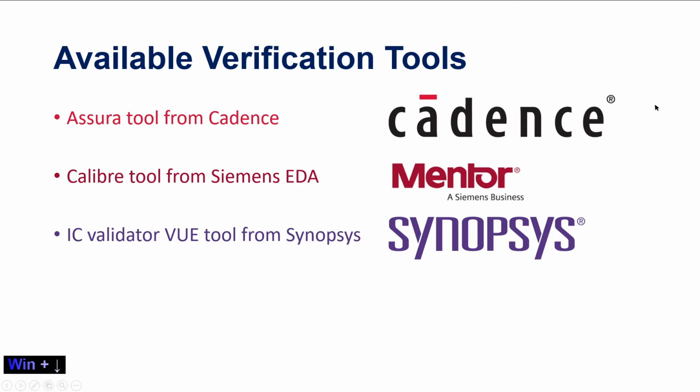So before going to the tool, let us know what the available verification tools in the market are. There are three main companies: Cadence, Mentor, now a Siemens business, and Synopsys. From Cadence, the Assura tool; from Mentor, the Calibre tool; and from Synopsys, the IC Validator tool. In this video, I will be showing you the Assura tool, that is Cadence itself.